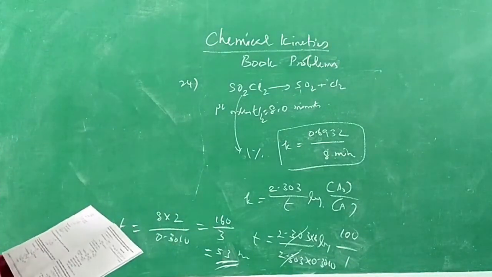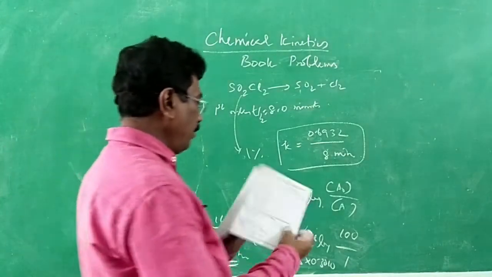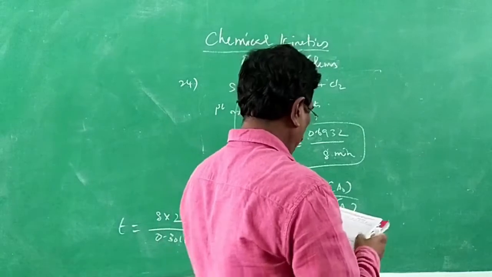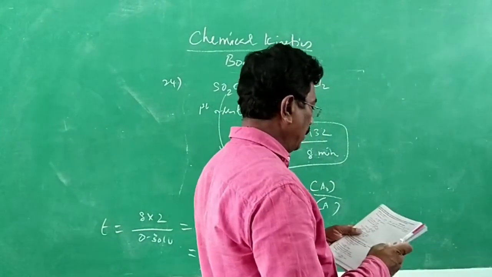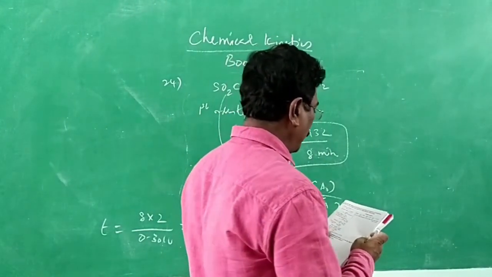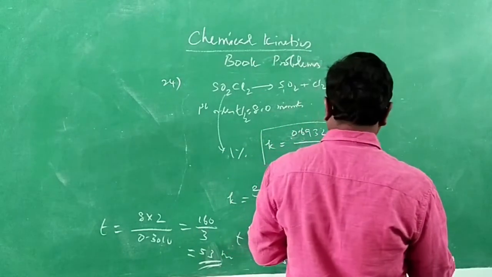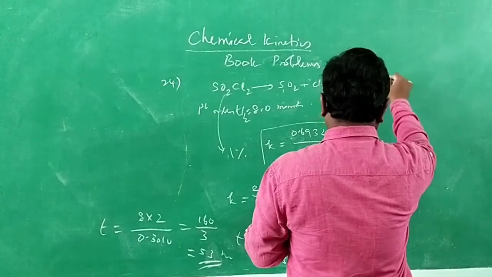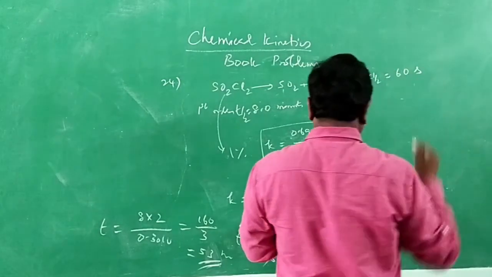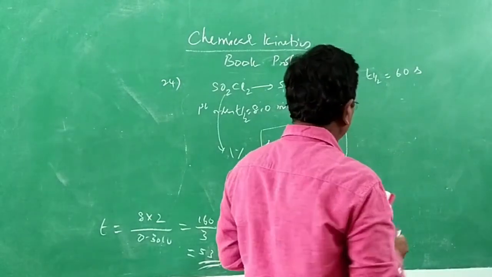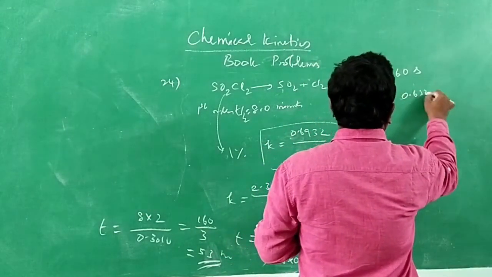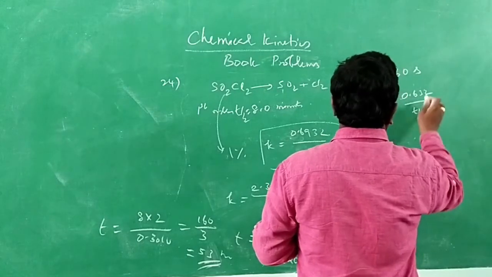Now, next question. Question number 25. So, within 10 minutes, not more than that. The time for half change of a first order decomposition of a substance is 60 seconds. T half is 60 seconds. Calculate the rate constant. Yes, rate constant is equal to 0.6932 divided by T half. I can substitute here, I can get rate constant.